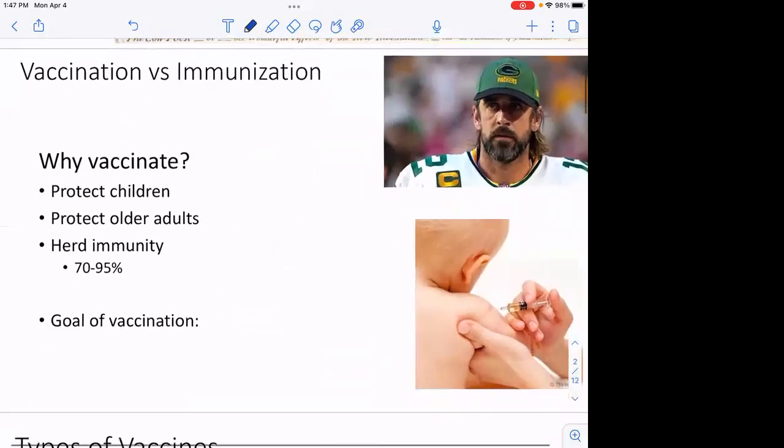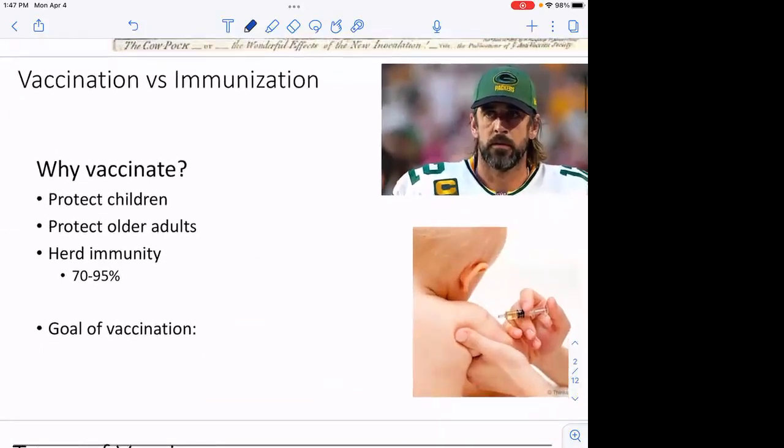We'll talk a little bit about a few terms here, and why we vaccinate. We'll talk about the different kinds of vaccines that are in use today, so that includes the COVID ones and this new malaria one. I haven't updated anything really since last fall.